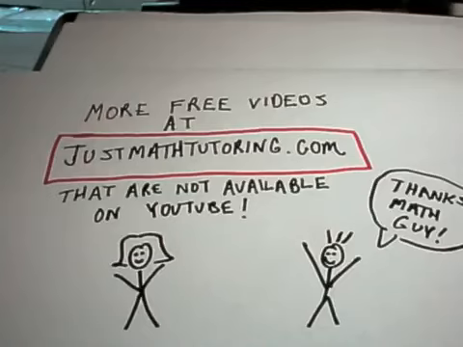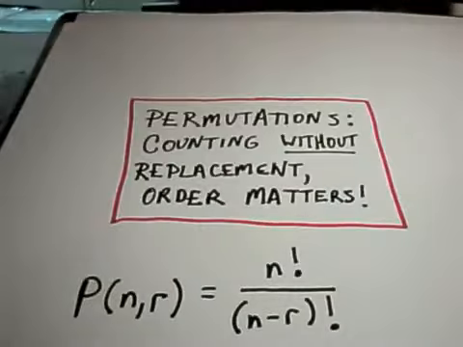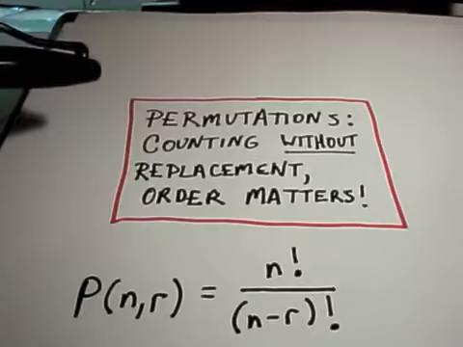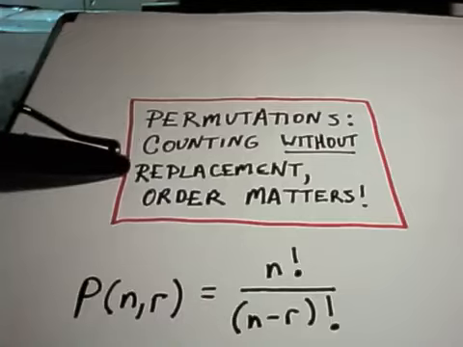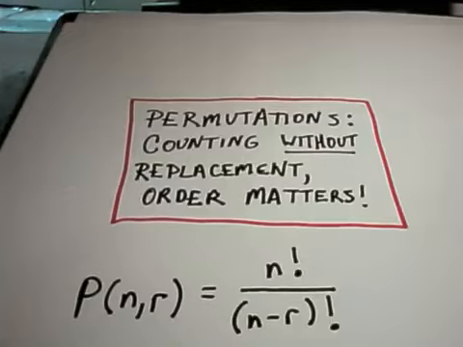Alright, in this video I'm going to talk a little bit about using permutations. And the basic idea is that you use permutations when you're counting without replacement and the order in which things occur matters. So these are things that you're going to have to take into consideration when you decide to use permutations or also combinations, which I'll talk about in another video.